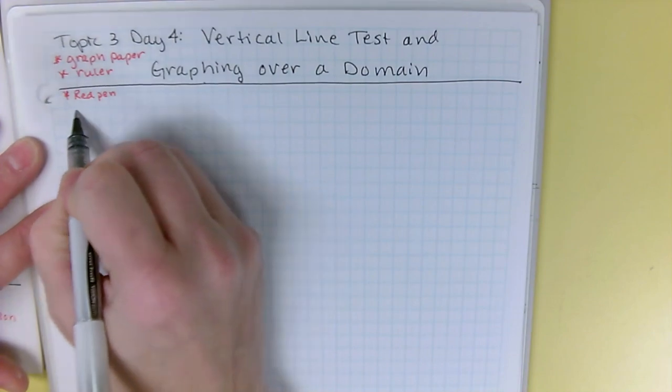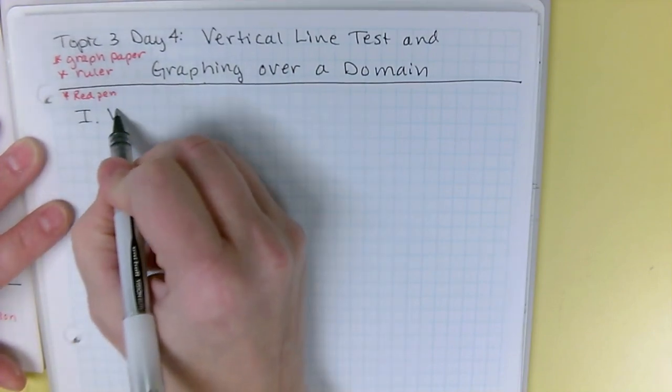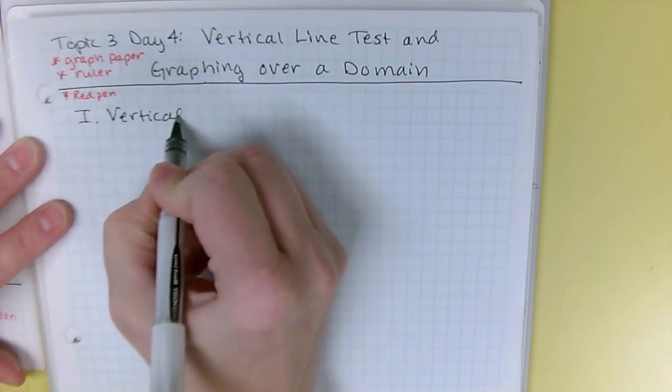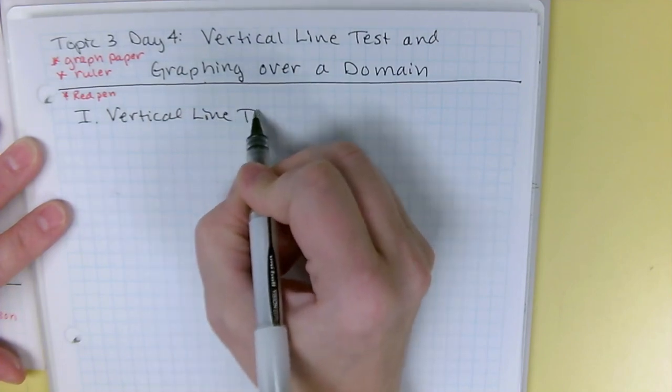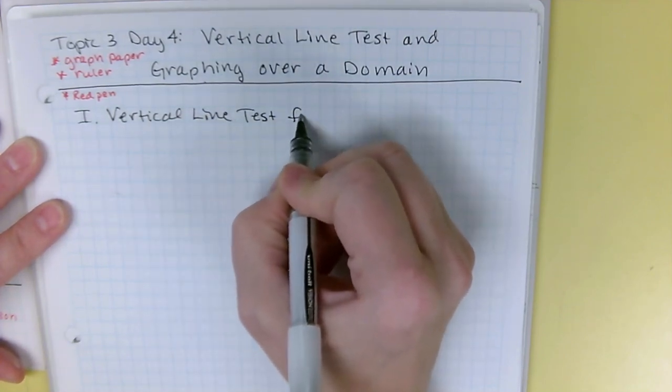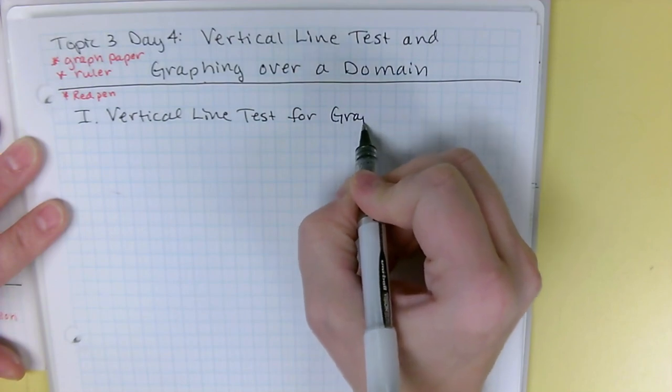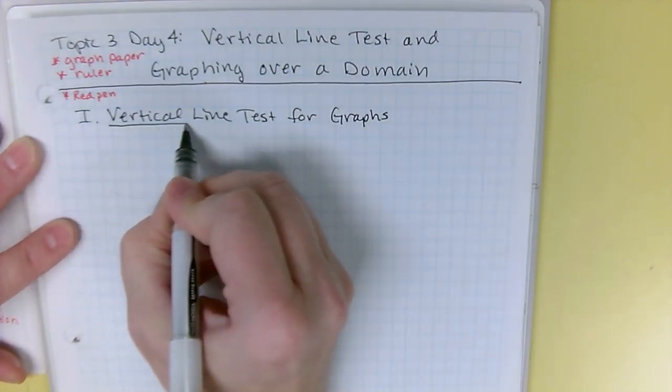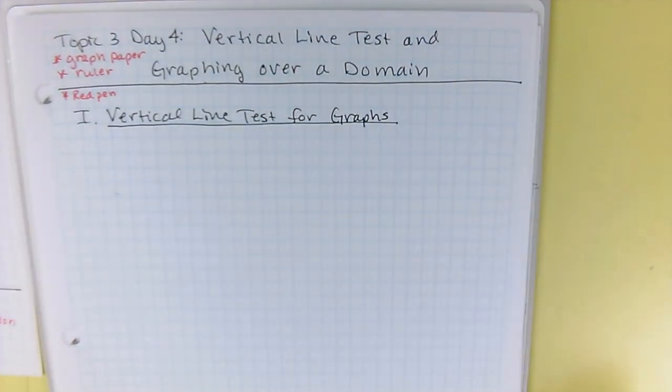Okay, so Roman numeral one is the vertical line test, and it's for graphs. You use it on graphs of pretty much anything. Vertical line test for graphs.